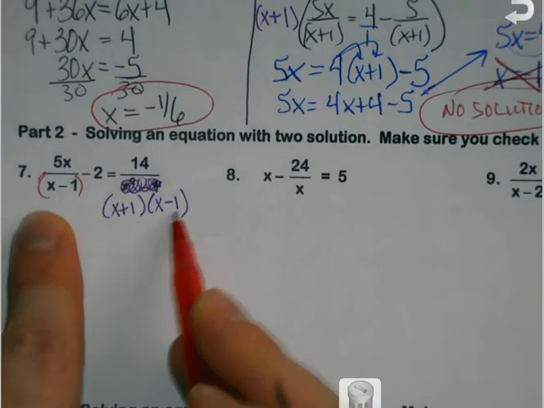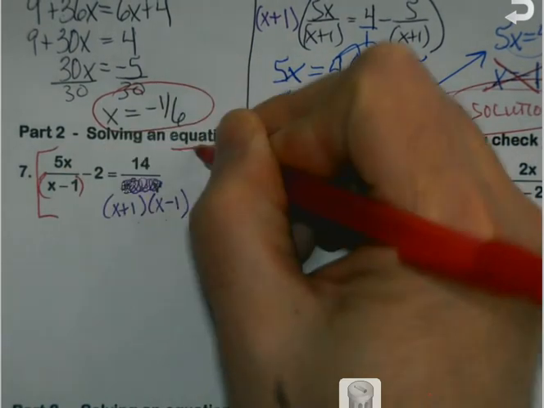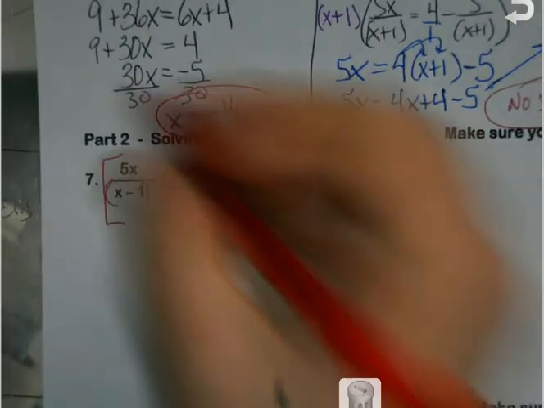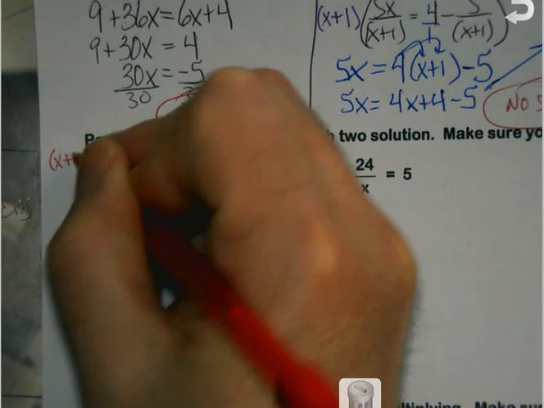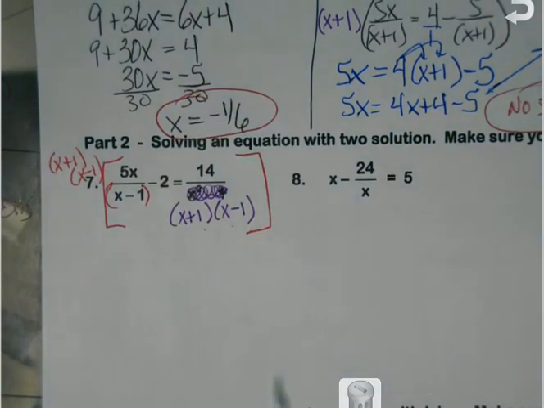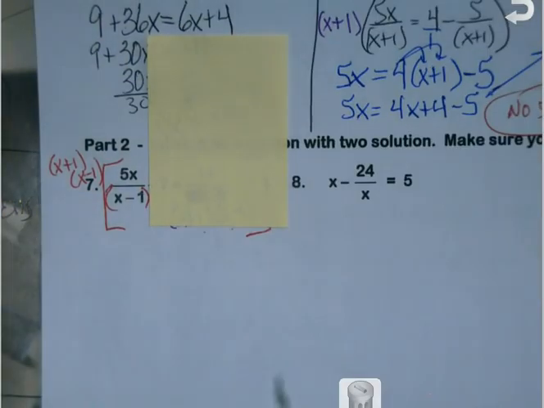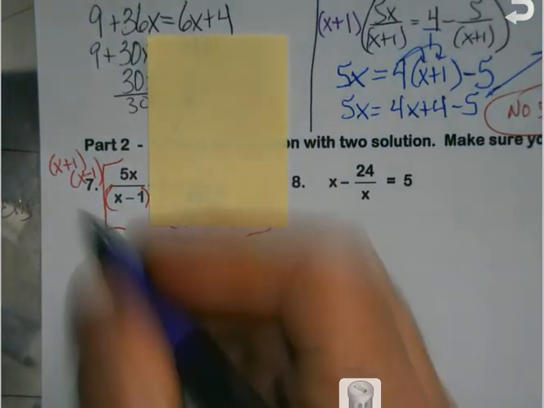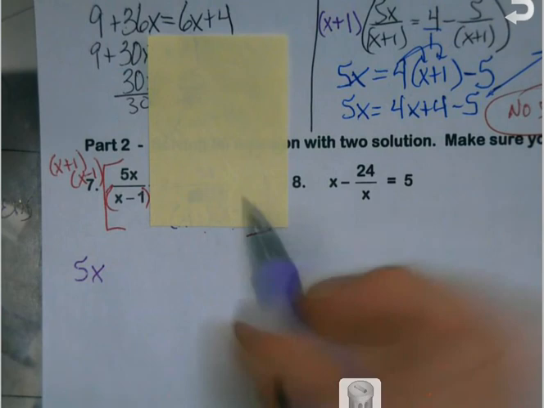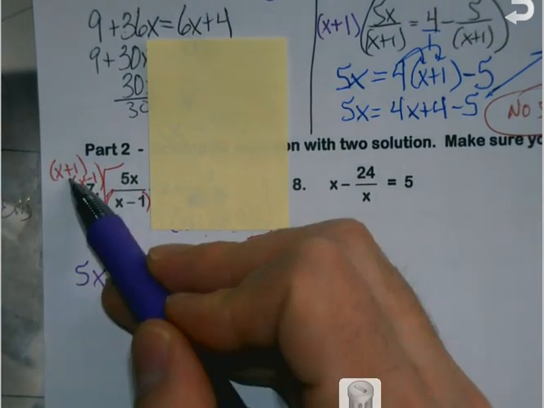I have an x plus 1, I have an x minus 1. I don't need another one. It goes here. So, I get that boxed in. I get my x plus 1, x minus 1 outside. Because again, I'm going to multiply all the way through by it. And once I've done that, just like before, we're going to go through piece by piece. Okay, the 5x will be there. The x minus 1's cancel. I have the x plus 1 left.